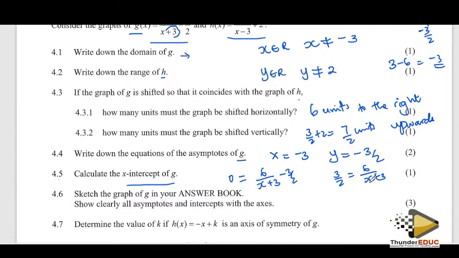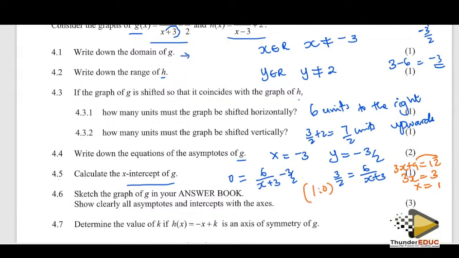So when I first multiply, I'm going to have 3x plus 9 is equal to 12. Move the 9 that side, 3x is equal to 3, which means x is a 1. They want the x-intercept. So it will be 1 and a 0. Okay.